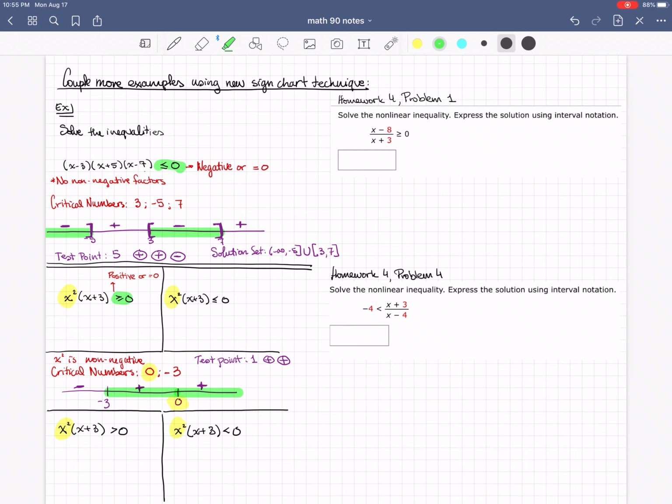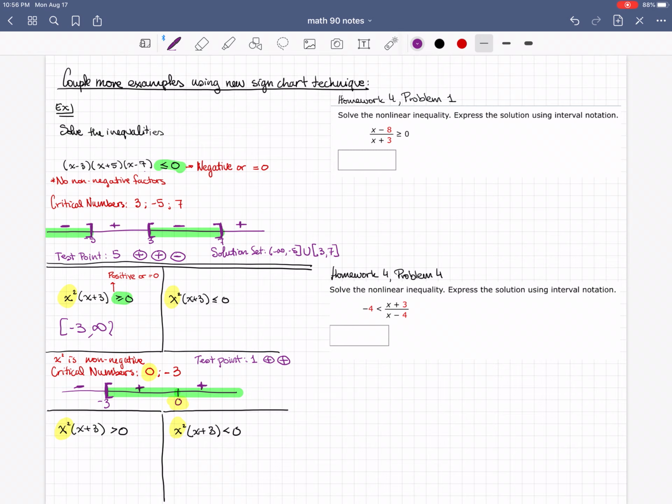And when you plug 0 in for x, you get 0 because you have 0 times 3. So in this case, negative 3 will be included because when you plug negative 3 in for x, you will get 0 as the product. And then you don't need to write anything more. The solution to the first inequality in the top left is just all real numbers from negative 3 to infinity. Okay?